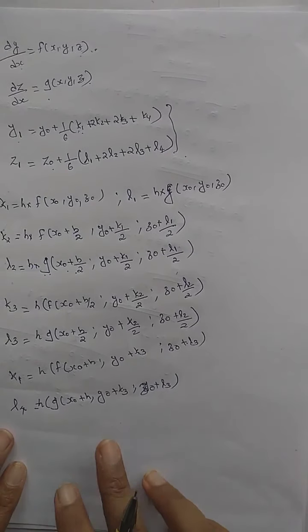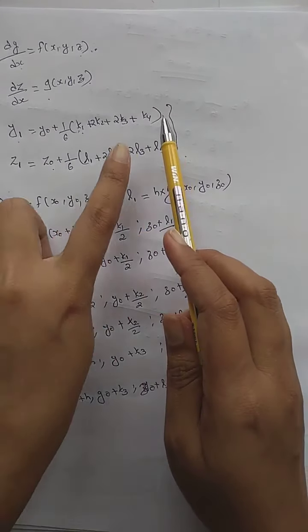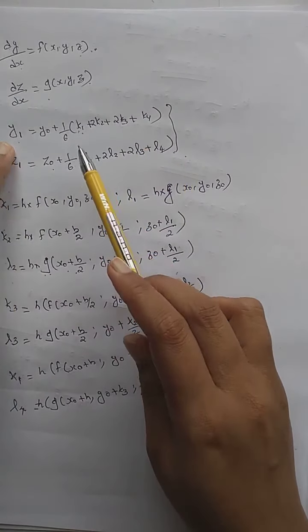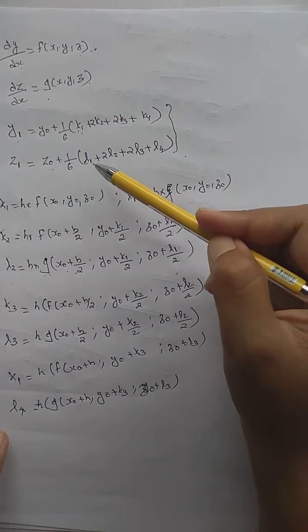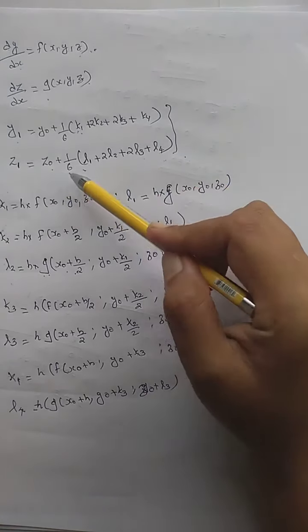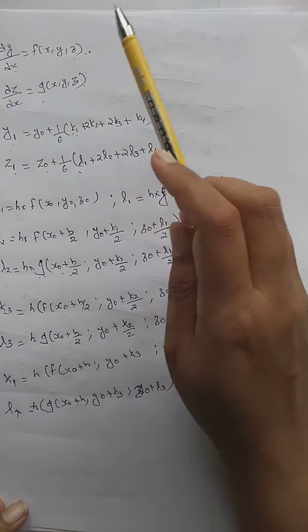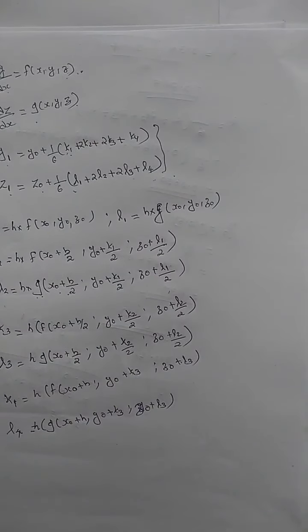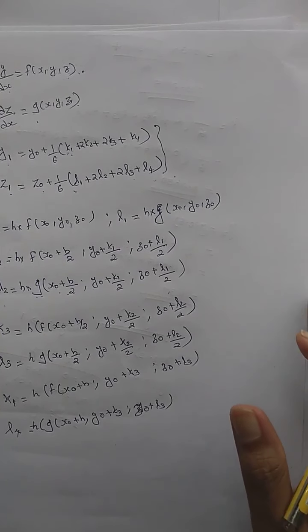We have found k1, k2, k3, k4. Now we have to substitute them here and we will get the next value y1. Similarly, if we substitute L1, L2, L3 and L4, then we will get the value for z1, that is the next solution for z1. Okay, so this one we are using in our swing equation.